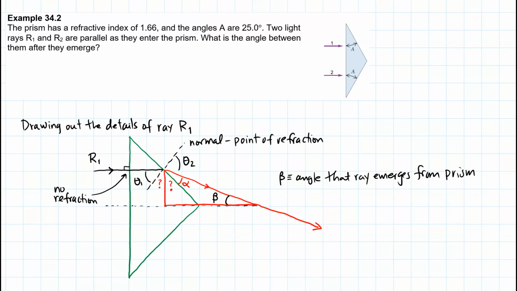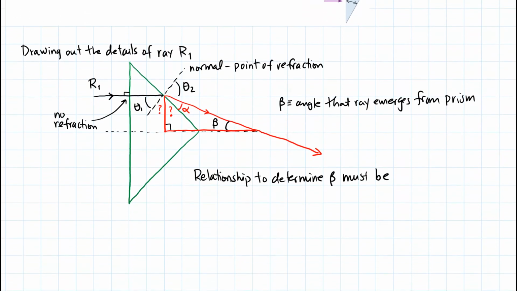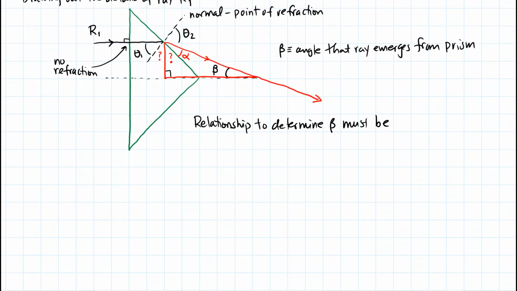Now that I defined the angles, note that this red triangle must have the sum of the angles be 180 degrees. Knowing that this is a 90-degree angle, we know that this relationship to determine beta then must look like this. So now that I have the relationship to determine beta, now I bring in the angle of 25 degrees and then work my way around as follows.